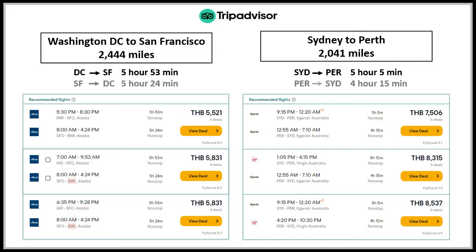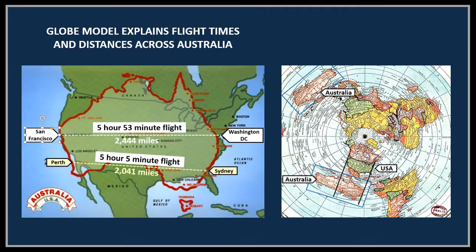These are flight times from TripAdvisor. So on the left, Washington, D.C. to San Francisco, that flight would be 5 hours and 53 minutes. The return trip would be 5 hours 24 minutes. And Sydney to Perth, 5 hours 5 minutes. The return flight, 4 hours and 15 minutes.